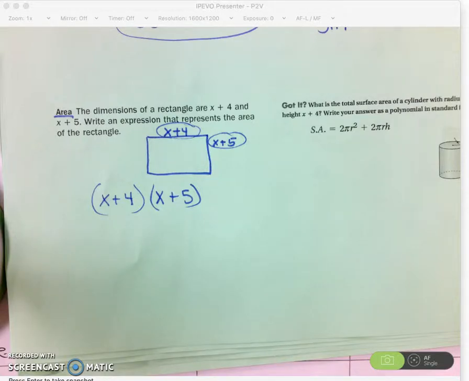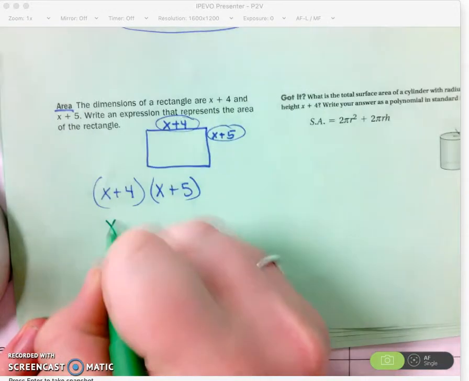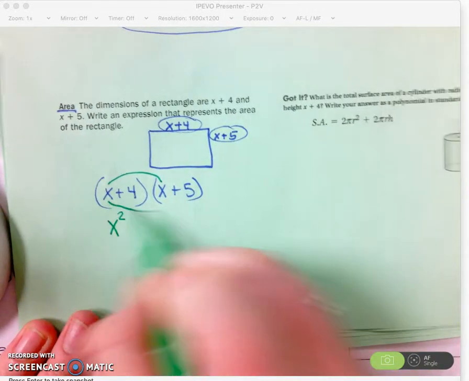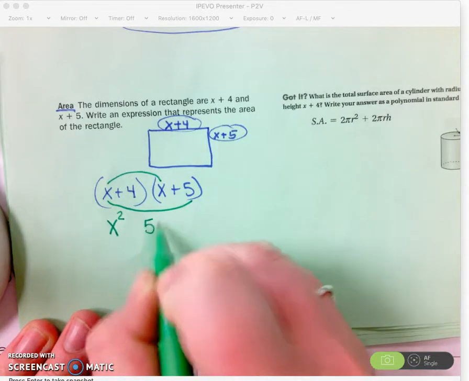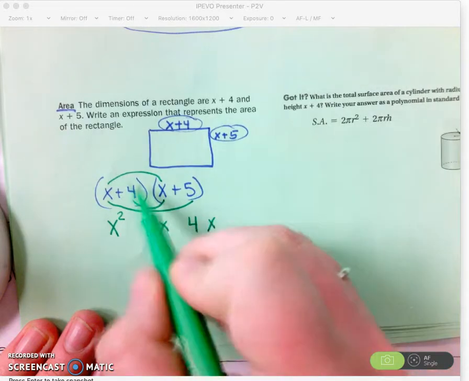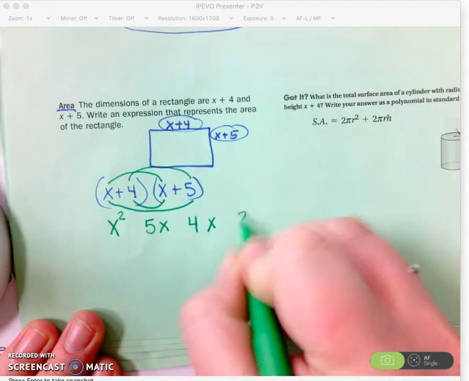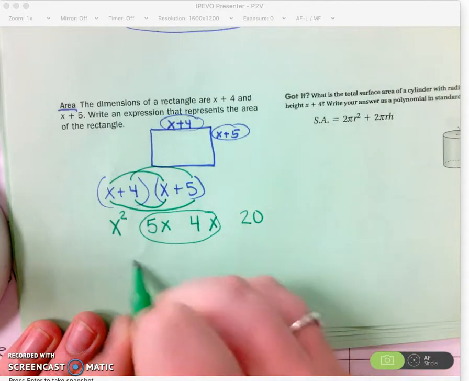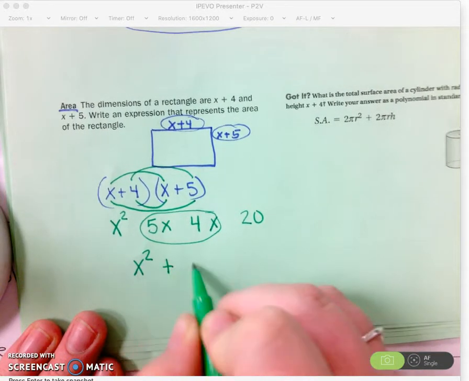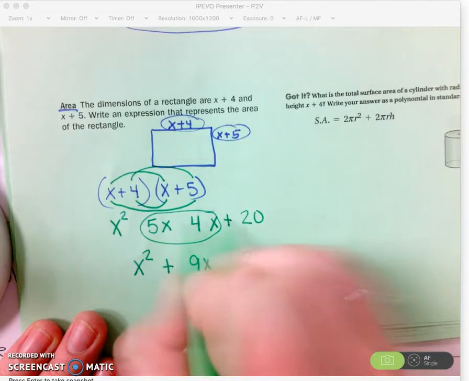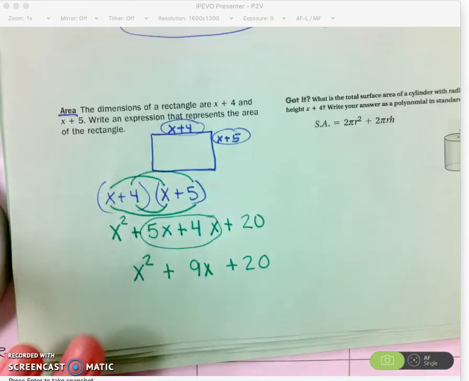Okay, so first, x times x becomes x squared. Outside, 5 times x. The inside, 4 times x. And the last, 4 times 5, just 20. So you're going to combine any like terms, so this becomes x squared plus 9x plus 20. Remember that there should be also those addition signs in between all those terms.